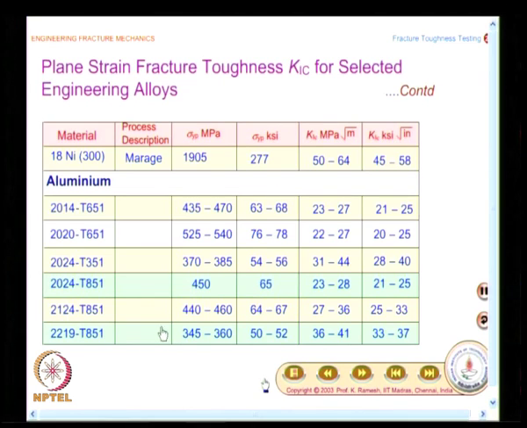So, you take up another category of aluminum. If you look at 2020, which has the highest value of yield strength 525 to 540, there is no great change in the fracture toughness, it is 22 to 27 MPa root meter. For each category of material you have to find out the fracture toughness. There is no correlation from the yield strength and the fracture toughness value. If the yield strength increases, it is not necessary fracture toughness value also increases. These are two independent parameters.